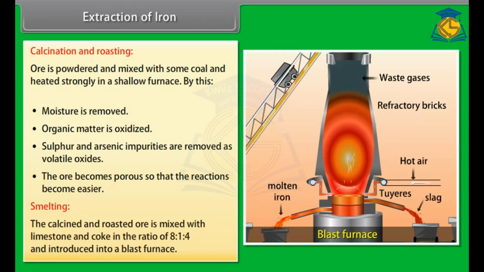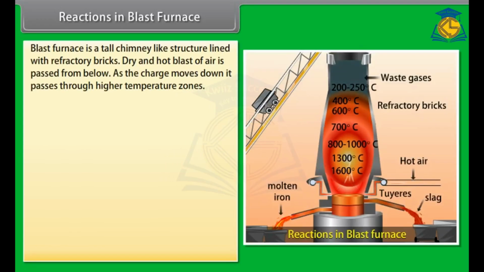Smelting. The calcined and roasted ore is mixed with limestone and coke in the ratio of 8:1:4 and introduced into a blast furnace. Reactions in blast furnace. Blast furnace is a tall chimney-like structure lined with refractory bricks. Dry and hot blast of air is passed from below. As the charge moves down, it passes through higher temperature zones. On the basis of variations in temperature in the different parts of the blast furnace, there are various zones where different chemical changes take place.